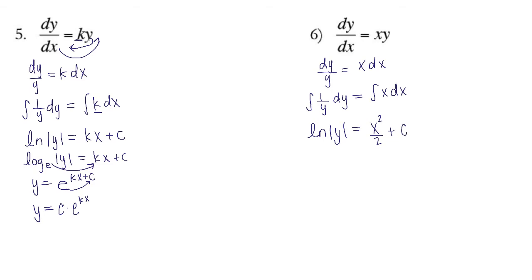And again, just like before, ln is the same thing as log base e. So we're going to say y equals e raised to the x squared over 2 plus c. But then we need to fix that plus c. We're going to say y equals e raised to the c power, which is again some constant, times e to the x squared over 2.